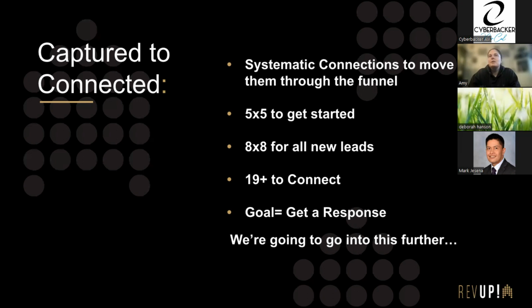Then we're going to move them over. If they're still not responding to us, they're still captured and not connected, then we roll them to a 19 plus to connect, which we'll go over. And that's for the annual plan of 19 interactions with them on an annual basis. Our goal is to get a response. We want them to start interacting with us, to respond to us.